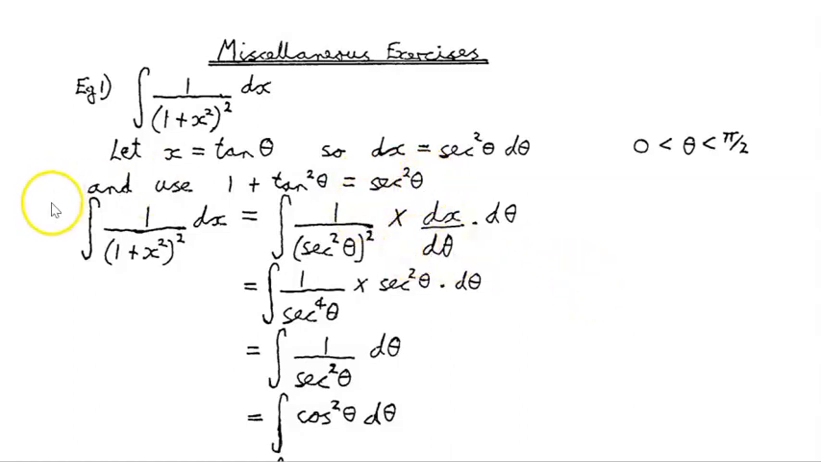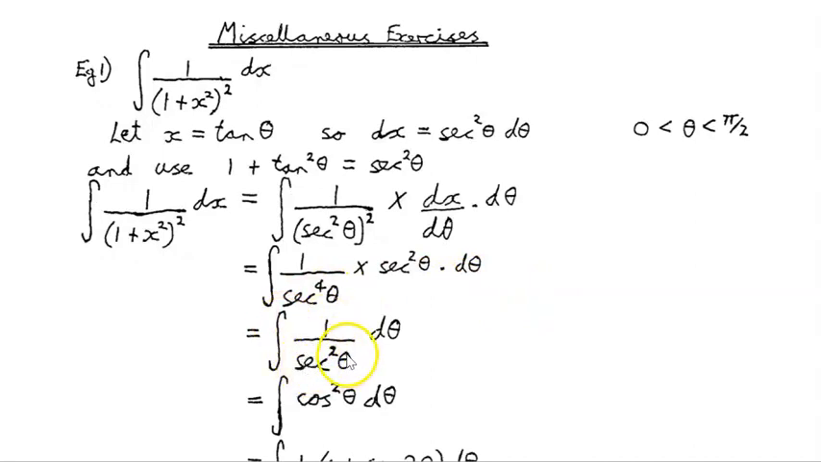Coming back to the original question, the integral of 1 on (1 plus x squared) all squared with respect to x is the integral of, substituting in, 1 plus x squared is 1 plus tan squared, so that's 1 on (sec squared theta) squared, times dx d theta, d theta. Well, dx d theta is sec squared theta. And so we have 1 over sec theta to the power of 4 times sec squared theta d theta, and we end up with 1 over sec squared theta d theta. That's our integral.